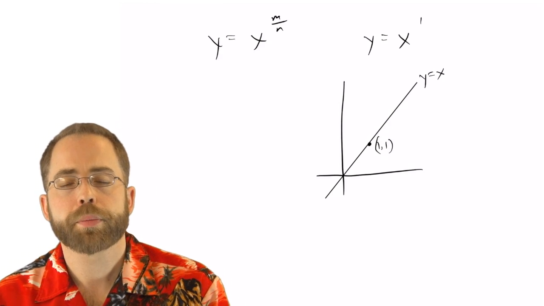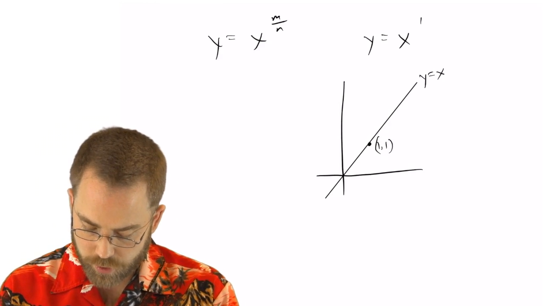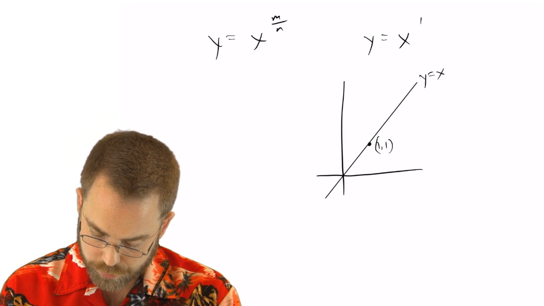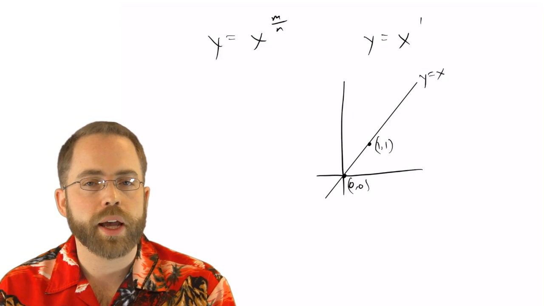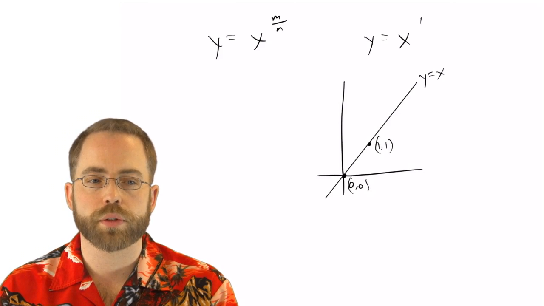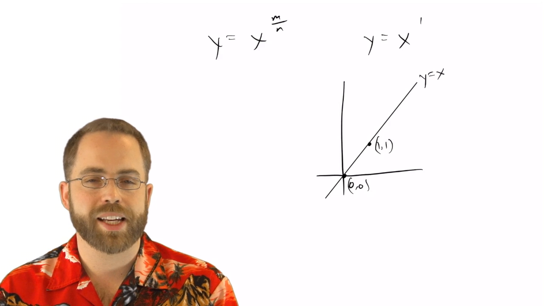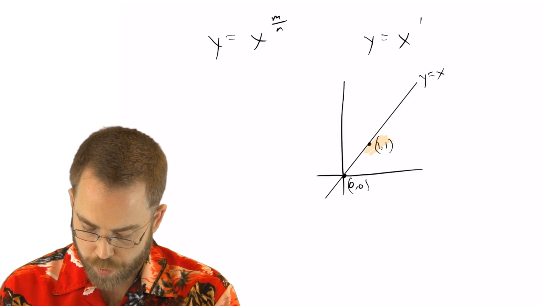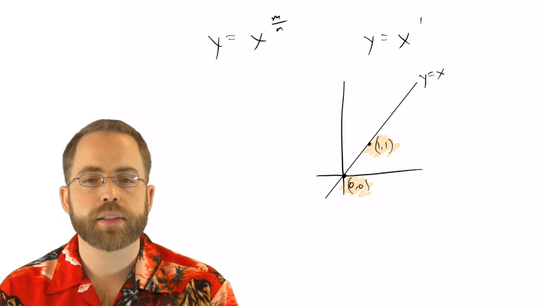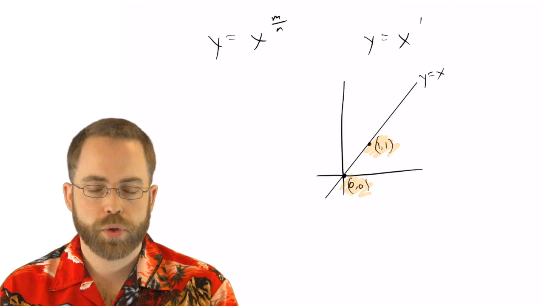And 2, 2, and 3, 3. But it's very nice. All of these graphs are going to go through 0, 0, because whatever exponent I have on x, 0 to any power is still 0, and 1 to any power is still 1. So these points, super important, exist on all these graphs.